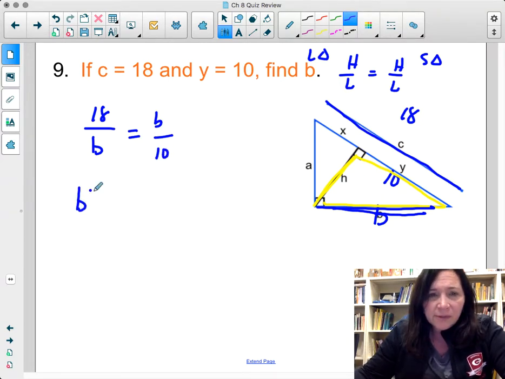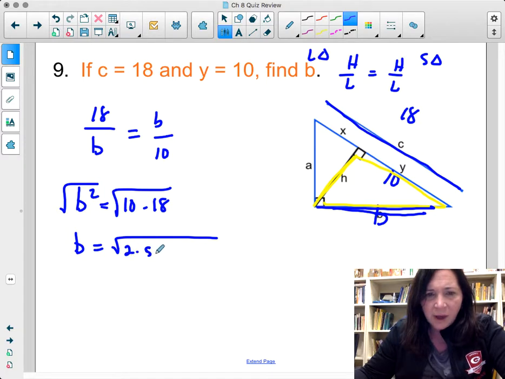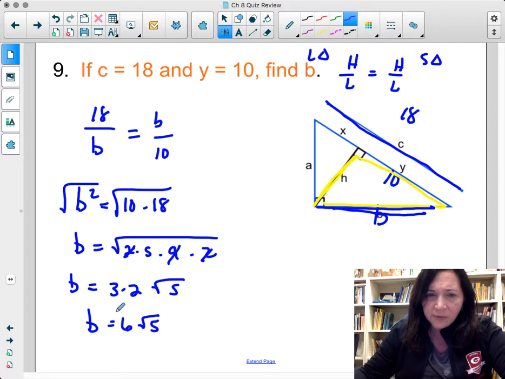So we've got B squared is equal to 10 times 18. I'm going to square root both sides, and I get the square root of 10 times 18. I'm going to split this up. 10 is 2 times 5. 18 is 9 times 2. Let's see what we can pull out. The square root of 9 is 3, so that's coming out. 2 times 2 is 4, the square root of 4 is 2, so 2 is coming out. And we have a 5 left inside, so B is equal to 6 root 5. Okay.